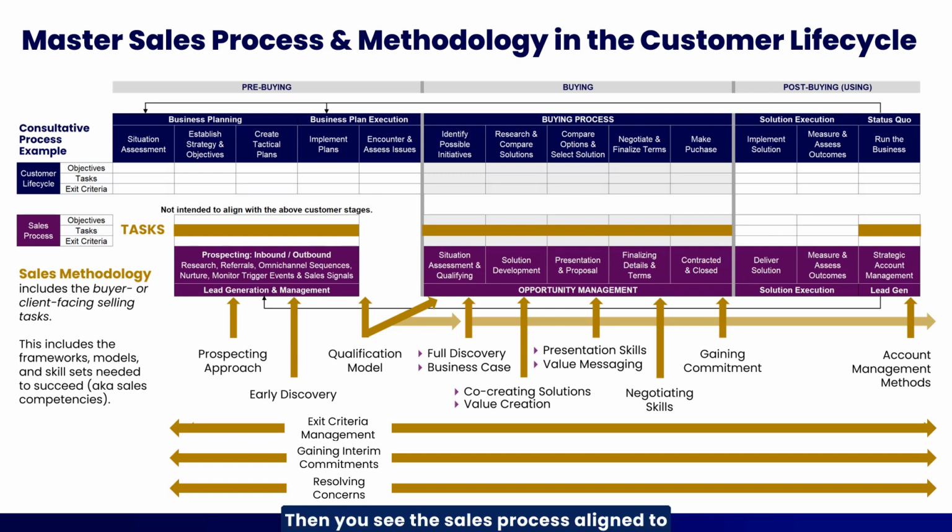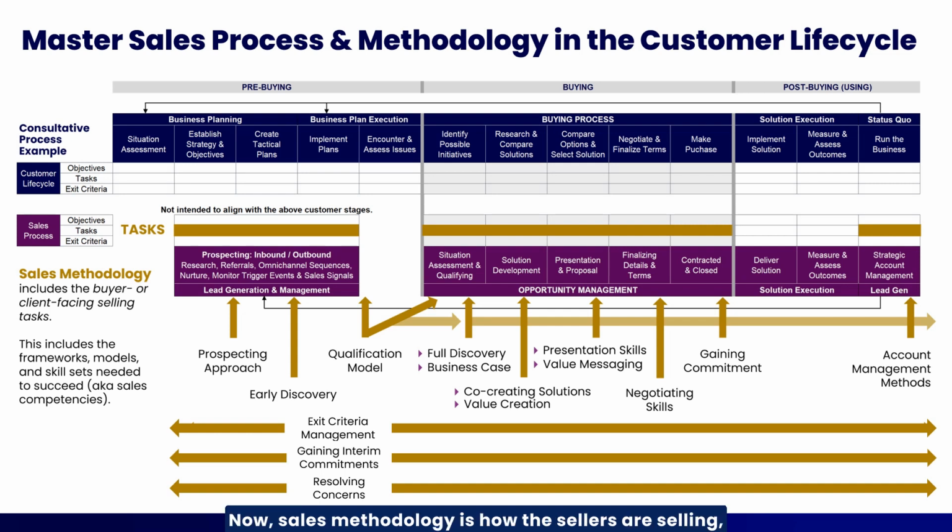Then you see the sales process aligned to the buying process and life cycle. Processes all have stages, stage names, objectives per stage, tasks to be completed, and exit criteria, or what needs to be completed before you can move forward. This applies to the customer lifecycle and the embedded buying process and the sales process that supports them.